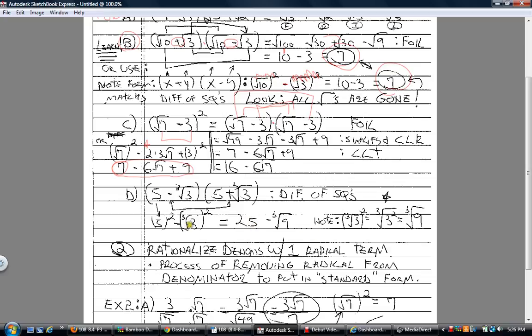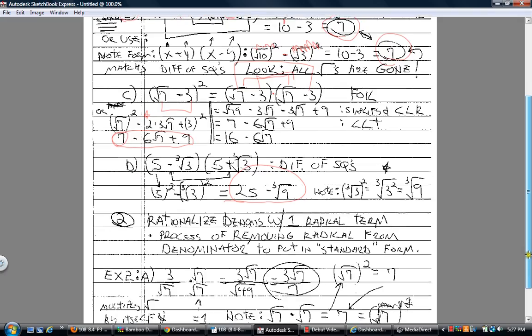Then over here you have to watch this little bit of extra work. I'm going to use the right hand rule and rotate. I'm going to put the 2 underneath as an exponent, so I've got 3 squared is 9, so you've got the cube root of 9, and there's your answer.